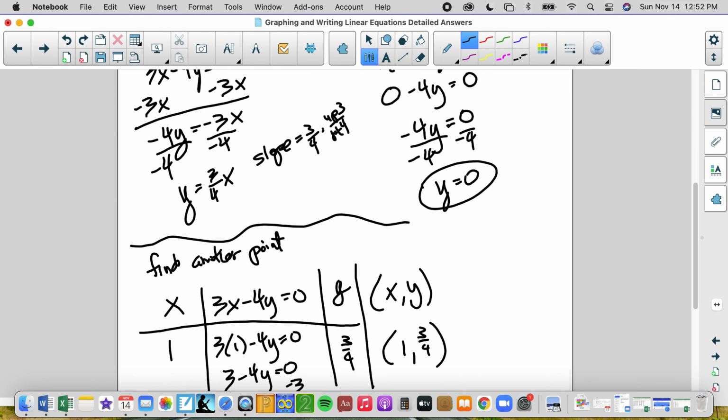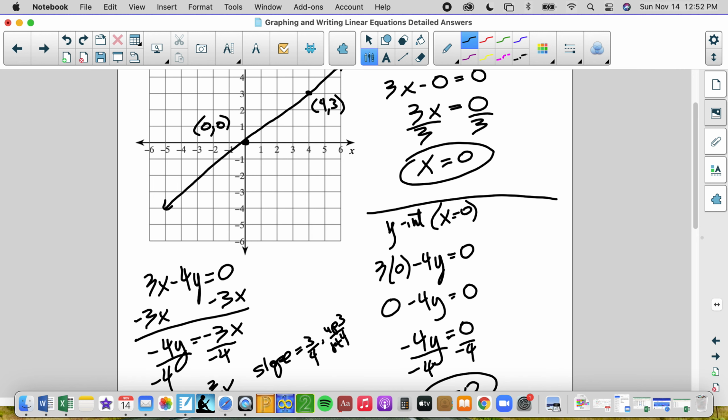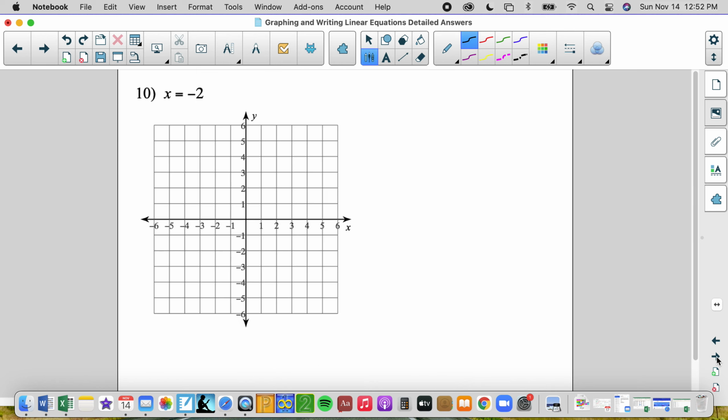Let's look at 1, 3/4 on the graph. So 1 on your x, 3/4. Oh, well, that's good. I'm glad that it did fit it. You would expect it to be on that line if it was a solution. So that's the tricky part of that one. You determine which technique, whether you want to convert it to slope-intercept form or if you want to plug in a point and find another coordinate in the H chart.